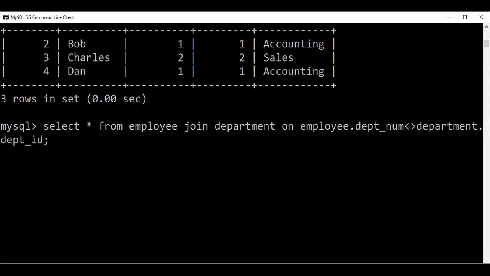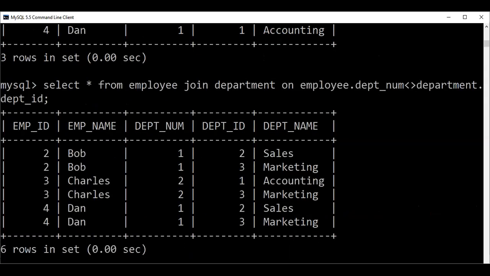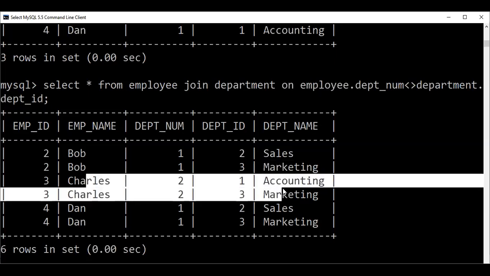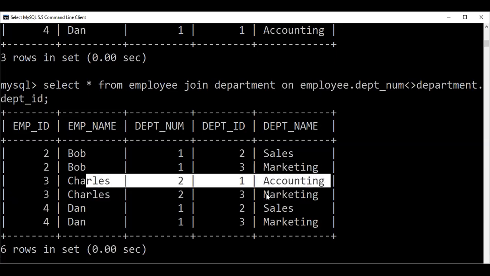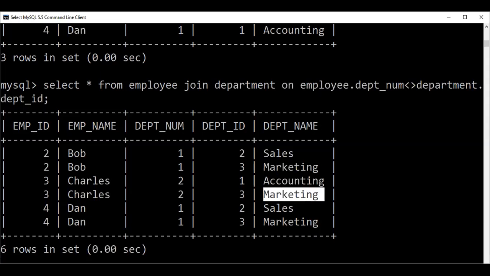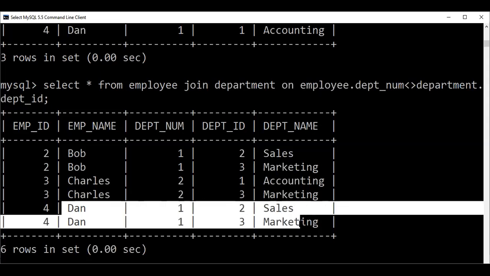Okay, moving here. Why for Bob is it giving 2? Because Bob is working in accounting, Bob is not working in sales, and Bob is not working in marketing. So that's why for Bob there are 2 department names. Similarly, Charles is working in sales, so Charles is not working in accounting and not in marketing, because this is a non-equivalent operator. Similarly, Dan is working in accounting, so Dan is not working in sales and not in marketing.